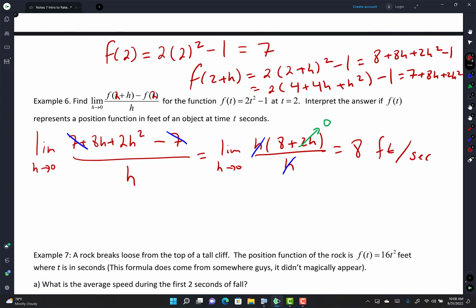Does that make sense to you guys? So far, it didn't make sense? Yes.